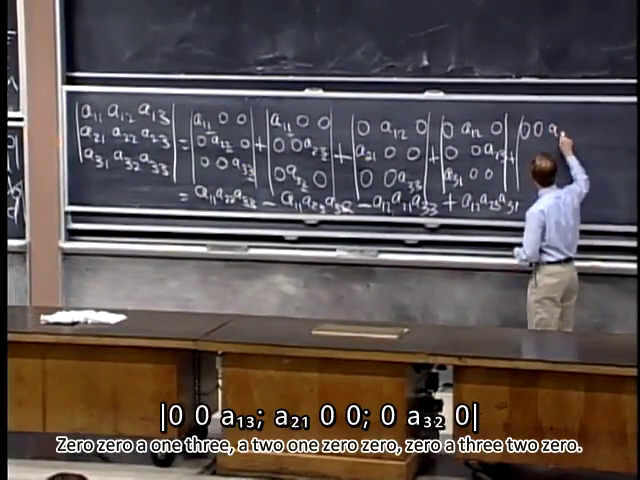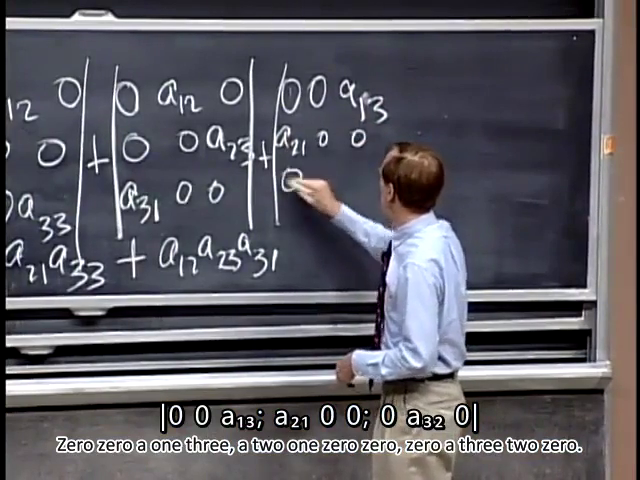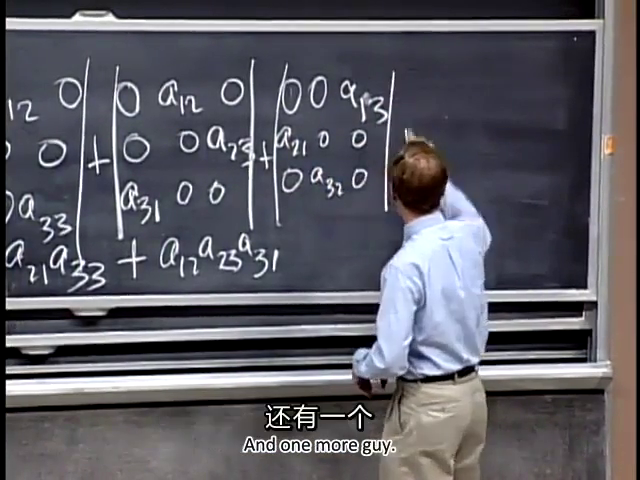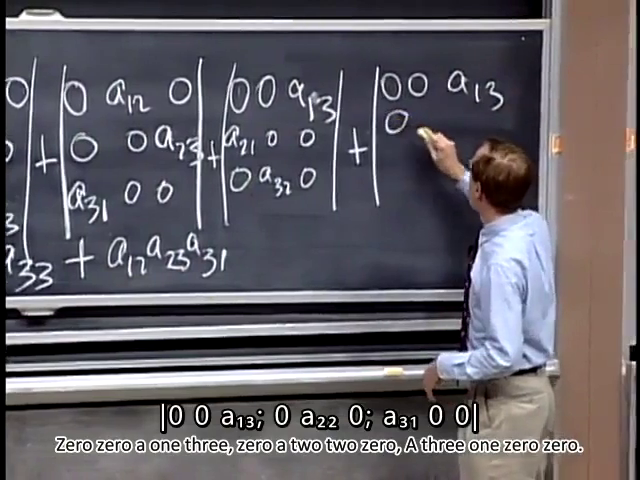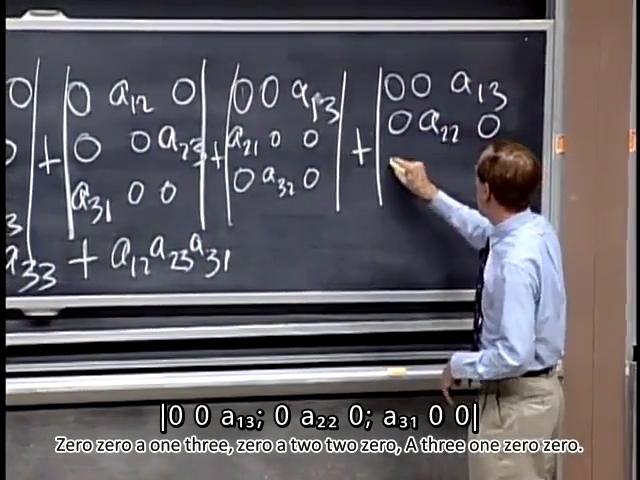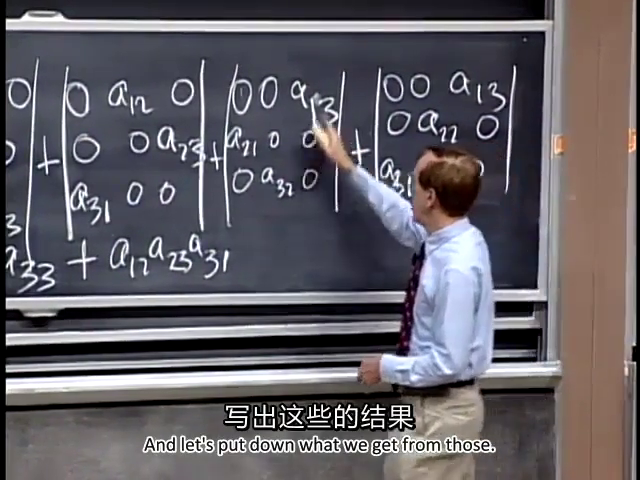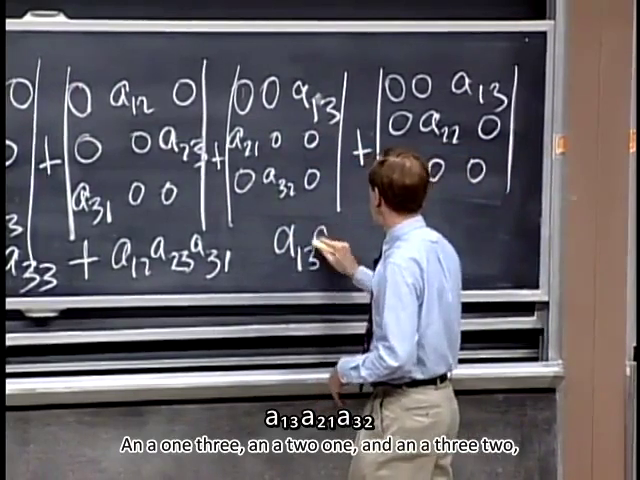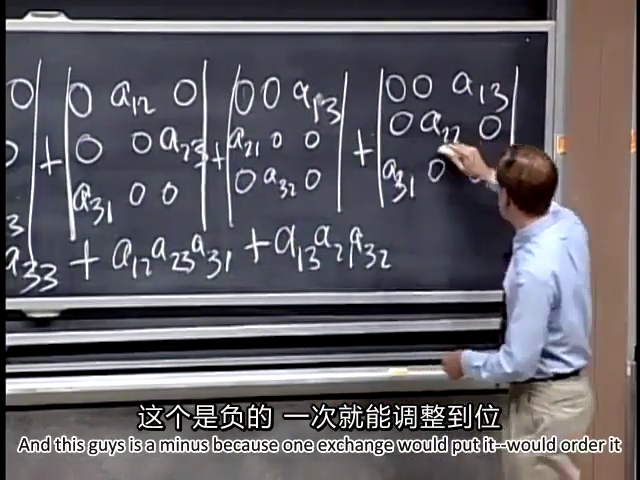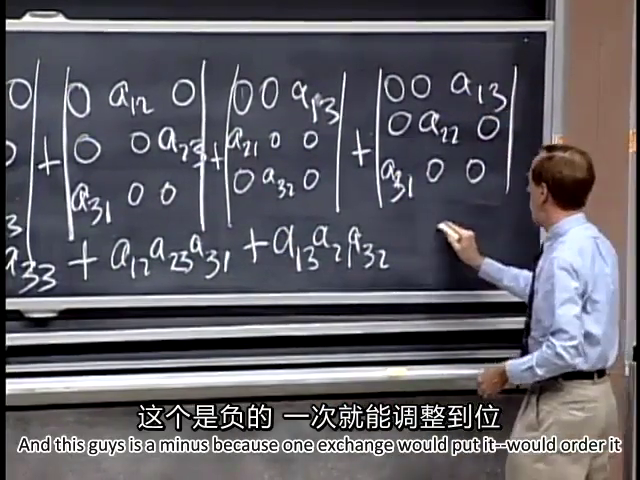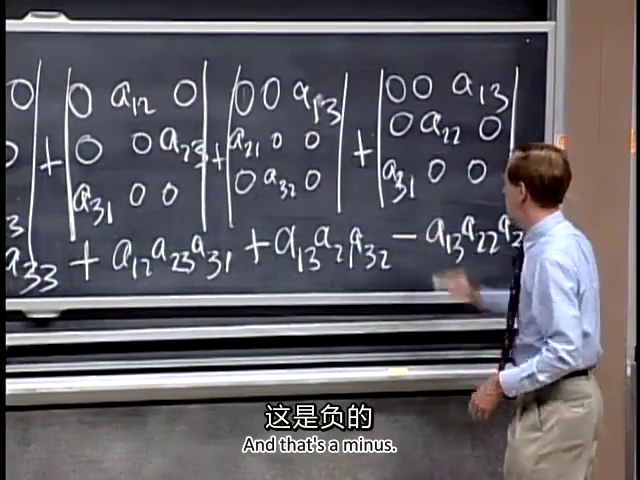0, 0, A13, A21, 0, 0, 0, A32, 0, and one more guy, 0, 0, A13, 0, A22, 0, A31, 0, 0. And let's put down what we get from those. An A13, an A21, and an A32, and I think that one is a plus. And this guy is a minus because one exchange would order it. And that's a minus.